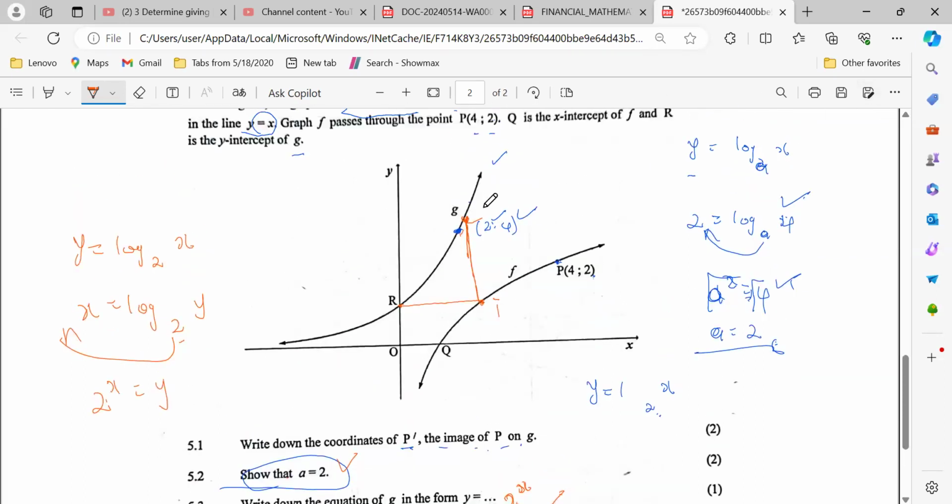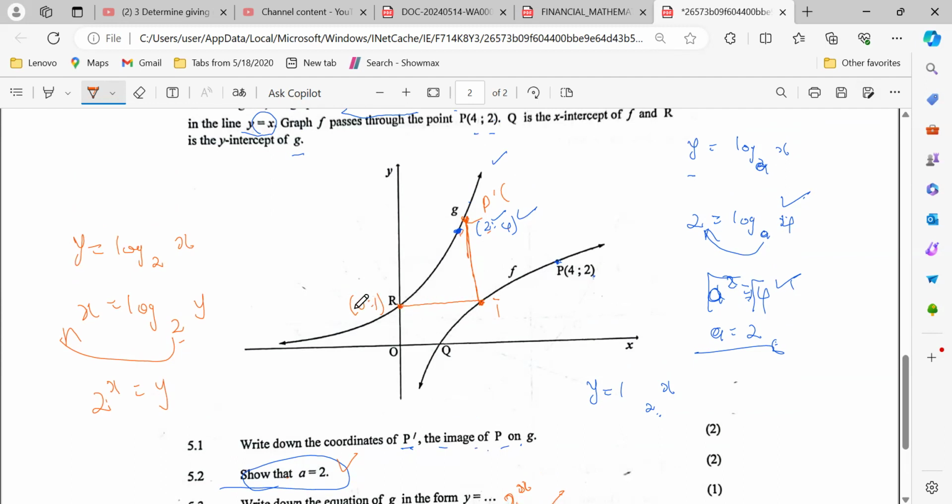You still remember? So we had P prime here, which is 2 is to what? Is to 4. And then we have the coordinates of R. What are going to be the coordinates of R? It's 0 is to 1. It's always 0 is to 1. Any number to the power of 0 is going to be equal to what? To 1.